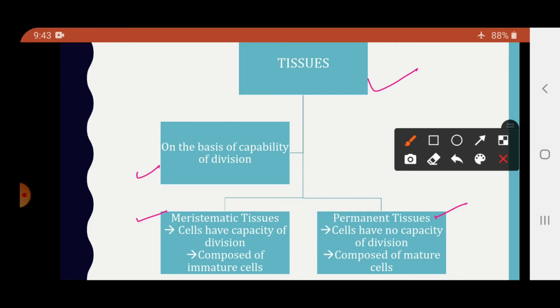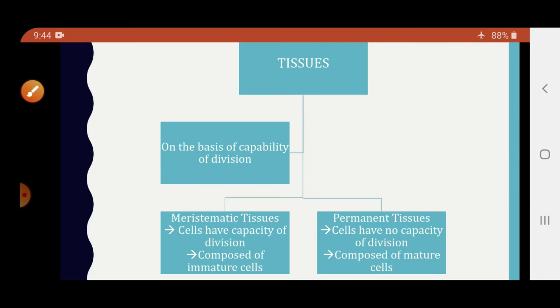So what are meristematic tissues? Those tissues whose cells have the capacity to divide, and those cells are basically immature cells. So the cells of meristematic tissue have the capacity to divide and this tissue is composed of immature cells. Whereas the cells of permanent tissues have no capacity of division. So the cells of permanent tissues cannot divide and they are composed of mature cells. So these are the two plant tissues, and this classification is based on whether the cells which compose the tissues have the capacity to divide or not.